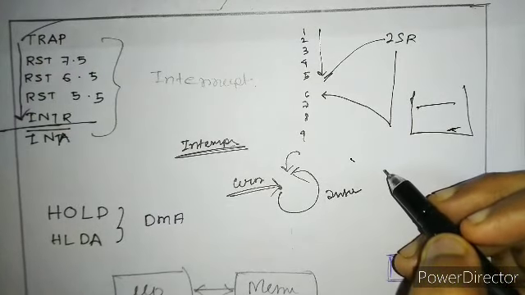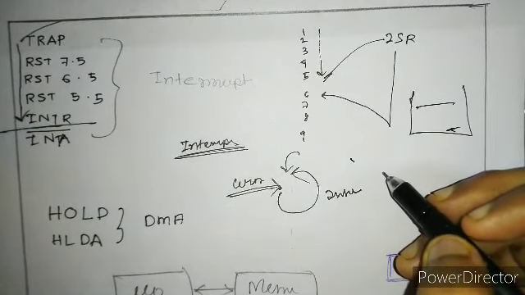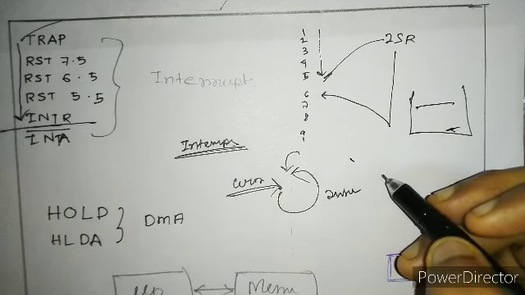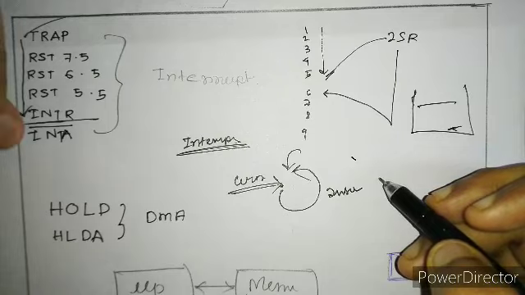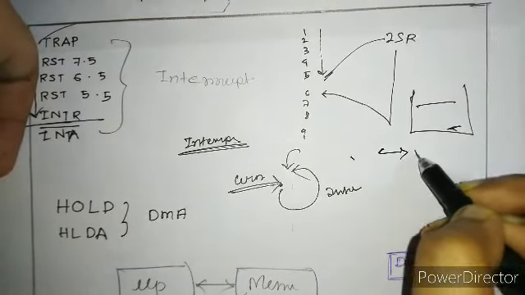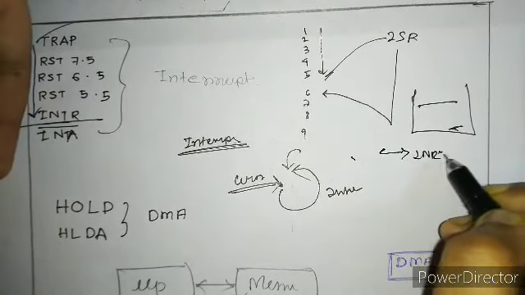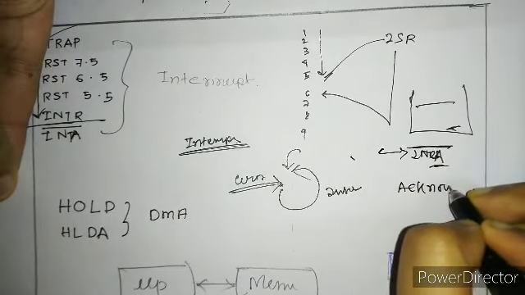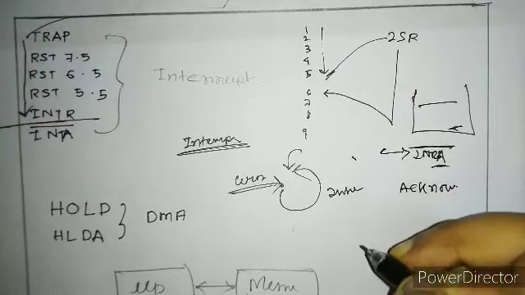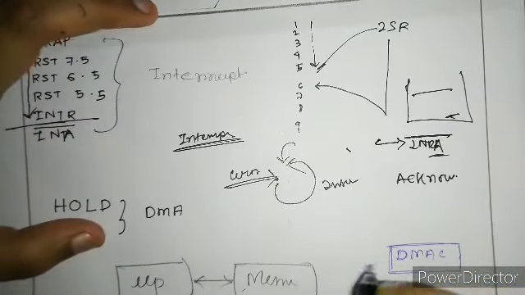Once the interrupt signal is seen by the microprocessor, and the microprocessor is ready to perform the interrupt, it will produce another signal, that is INTA bar. This A stands for acknowledgement, that your interrupt is being acknowledged and is now being performed.